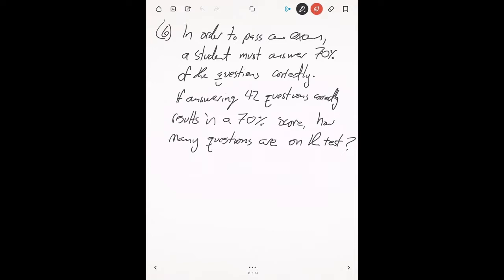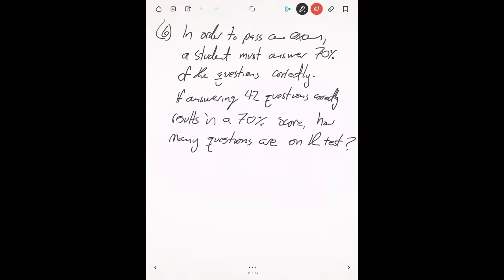So let's try this next one. Let's read through the problem, identify what we're trying to find, and then try to see if we can write a sentence sort of like we did before. So in order to pass an exam, a student in this particular situation must answer 70% of the questions correctly. So they must get a 70% on the test. If answering 42 questions correctly results in 70% of a score, how many questions are on the test?